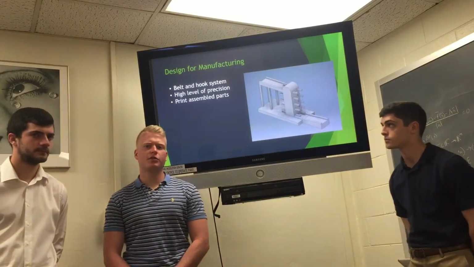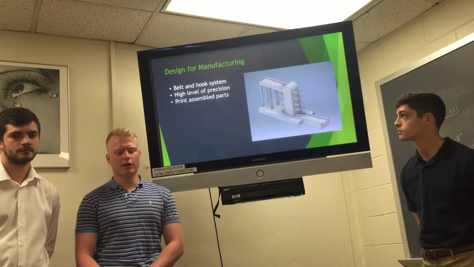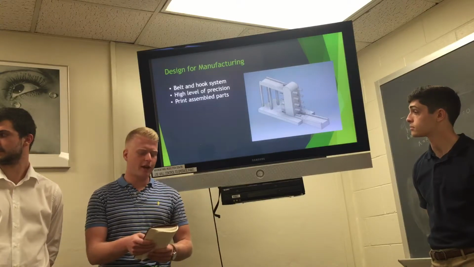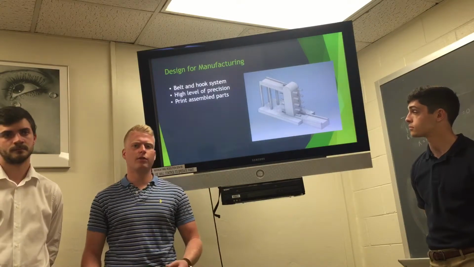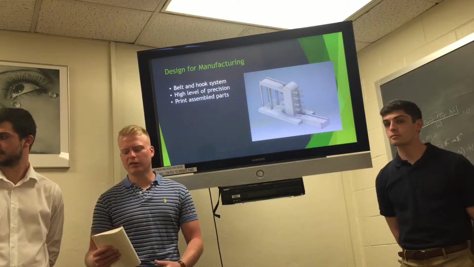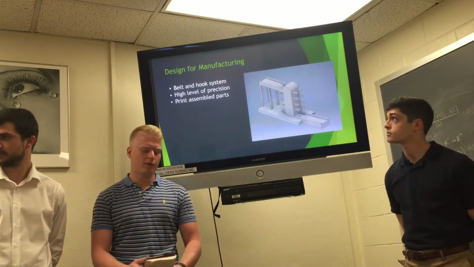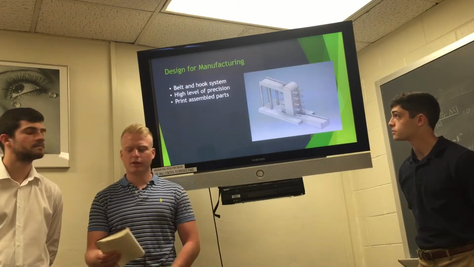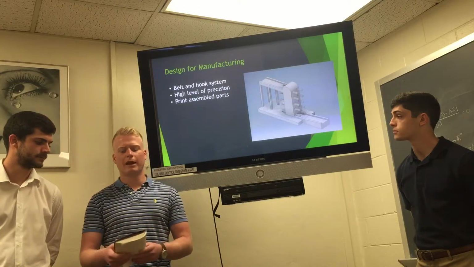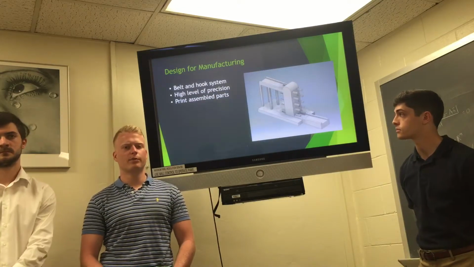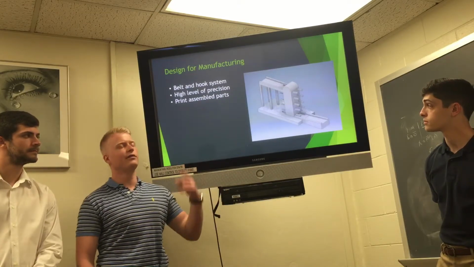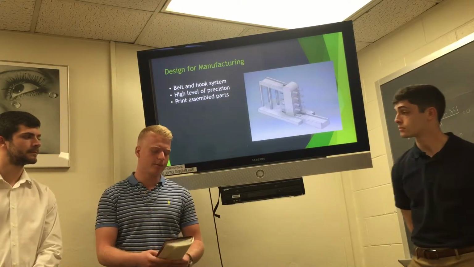Okay, so for the first station, we chose the second concept model of the elevator with the conveyor belt. And for design for manufacturing, we decided to 3D print the belt and hook system, as that requires a lot of precision and accuracy. That would be much better to use with a 3D printer. The 3D printer can also print parts already assembled for us, as opposed to us assembling them after, and that would be very advantageous for parts such as the drive chain and other miscellaneous parts that go together.